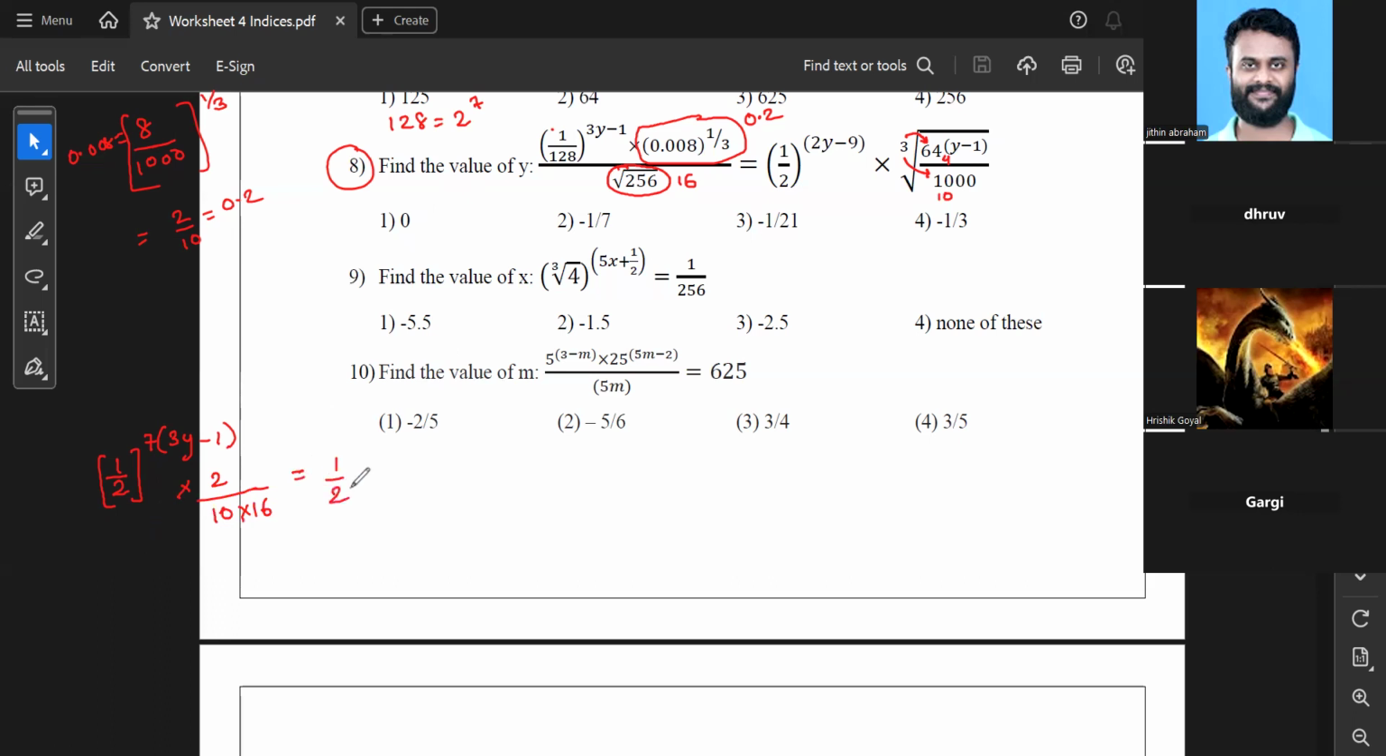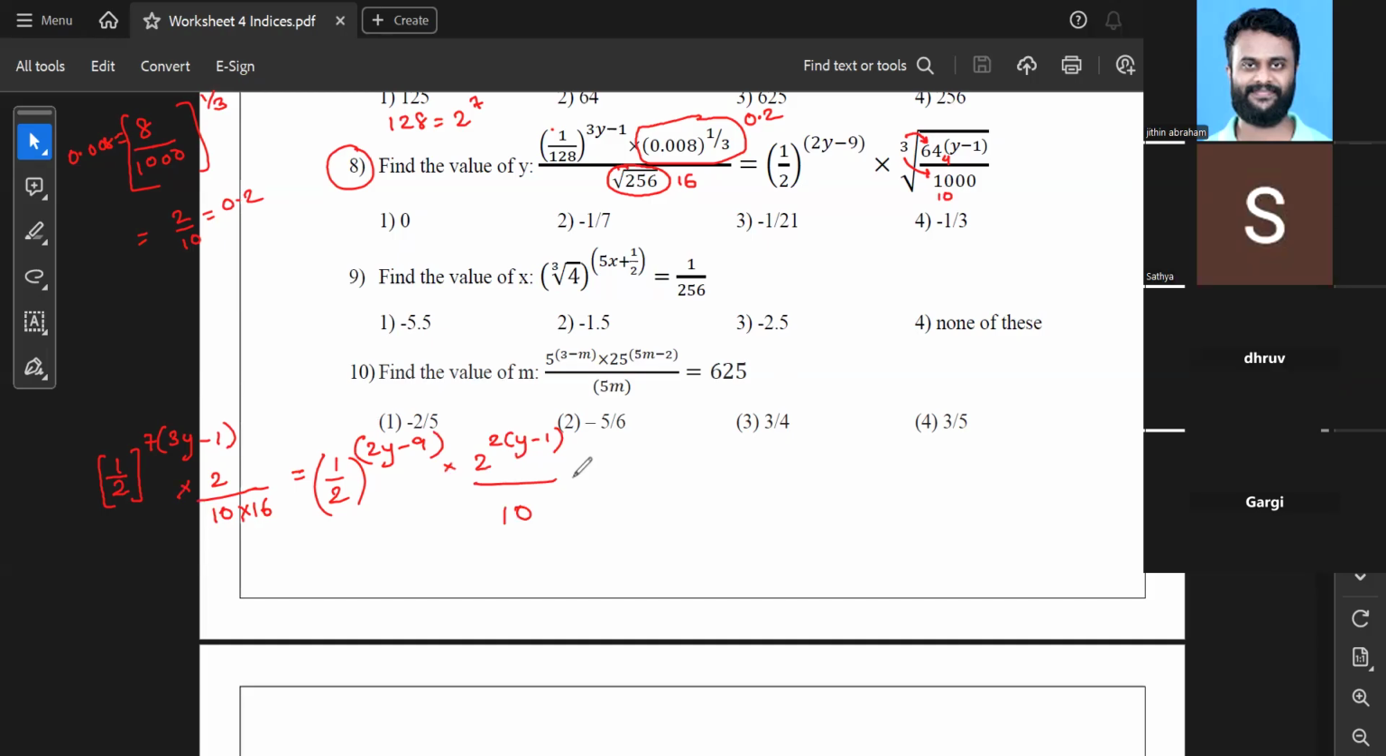On the other side, I will write 1 by 2 raised to 2y minus 9. Sorry. Multiplied by, over here I already have 4. I will write it as 2 raised to 2. And then I have y minus 1. Divided by, I have 10. This much, is it clear? Yes, sir.